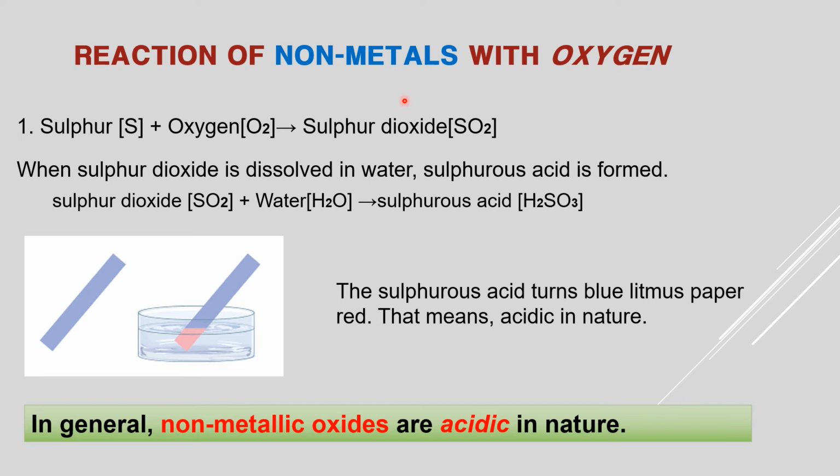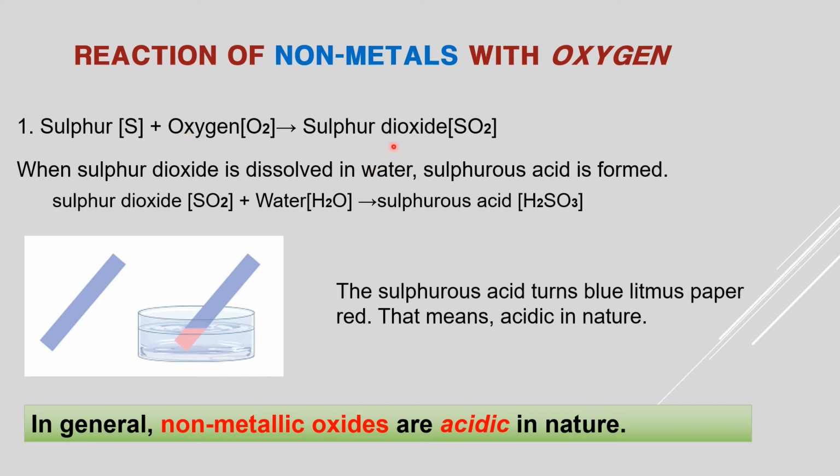See, here sulfur. Sulfur is a non-metal. It is represented as capital S, plus oxygen. That means burning of sulfur is happening here. Sulfur reacts with oxygen to form sulfur dioxide. So that is also an oxide. Metal also reacts with oxygen to form metal oxide, and here it is sulfur dioxide.